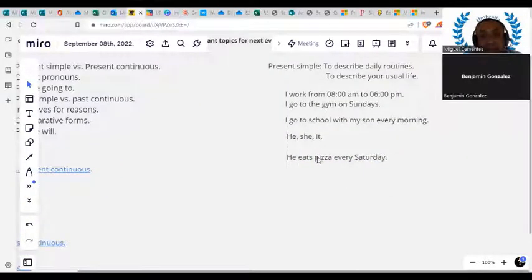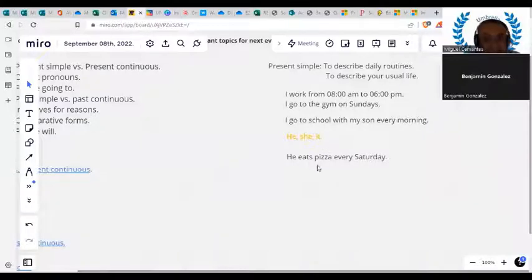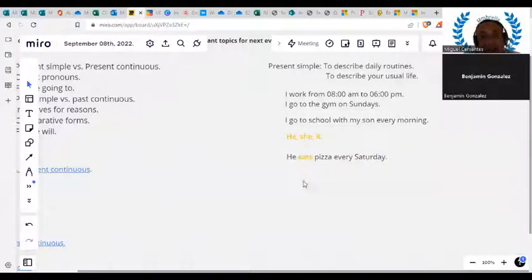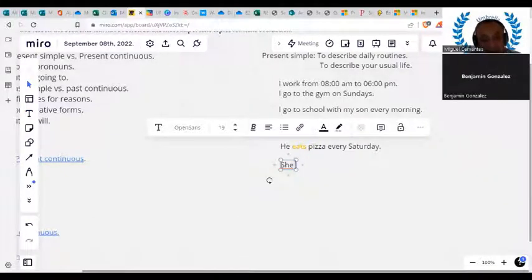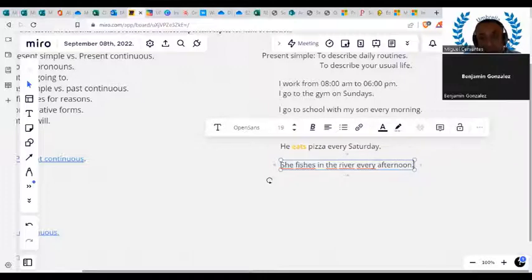Un poco de esto, Benjamin. Recuerda también que estos pronombres he, she e it son especiales. ¿Por qué especiales? Porque cuando los usamos hay que poner atención al verbo, como mira aquí, cambió. Se le agrega S o ES al verbo. ¿De qué depende? De la terminación del verbo. Por ejemplo, mira, she fishes in the river, okay, every afternoon. She fishes in the river every afternoon.